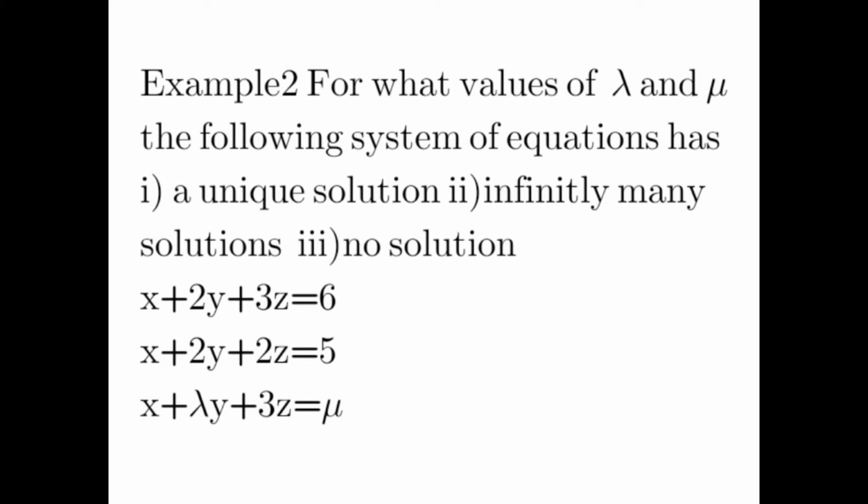We solve one example on solving the system of linear equations. So here is a set of linear equations: x plus 2y plus 3z is equal to 6, x plus 2y plus 2z is equal to 5, and x plus lambda y plus 3z is equal to mu. So lambda and mu are constants.